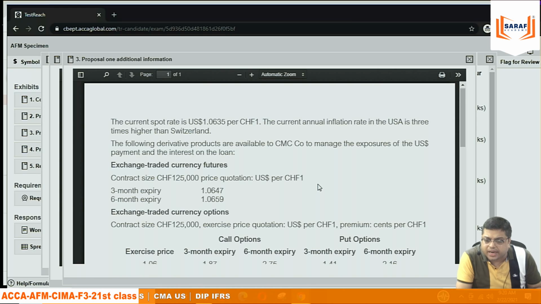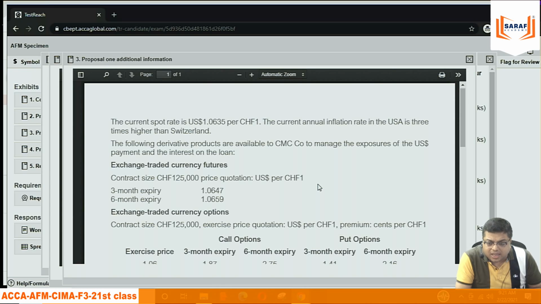The current spot rate is 1.0635 per CHF. So if CHF is converted into dollar, multiply, and if dollar is converted into CHF, divide. From here only we should make up our mind, because the rate is given for one CHF, base currency CHF. The current annual inflation rate in USA is 3 times higher than Switzerland.